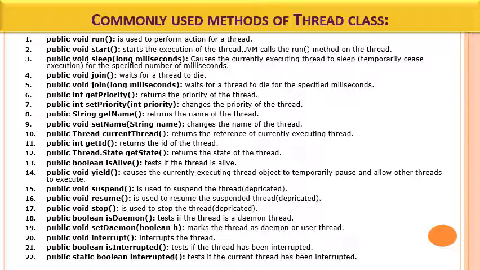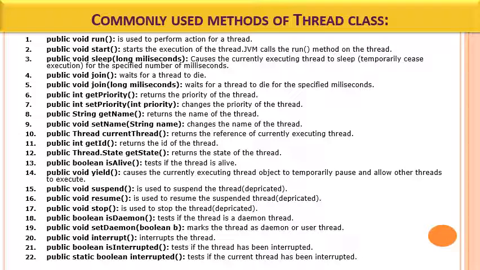Commonly used methods of the Thread class, which we are watching on the screen. The first method, very important, is the run method, which is used to perform action for a thread. Then the start method is also important, which starts the execution of the thread. The Java virtual machine calls the run method on the thread, and it starts the execution of the thread.